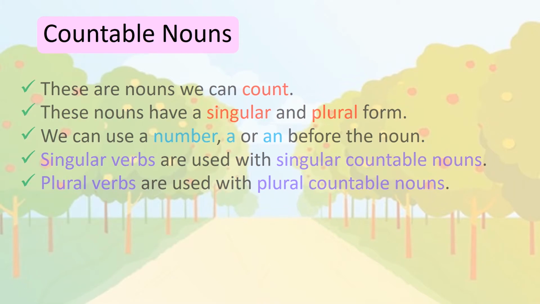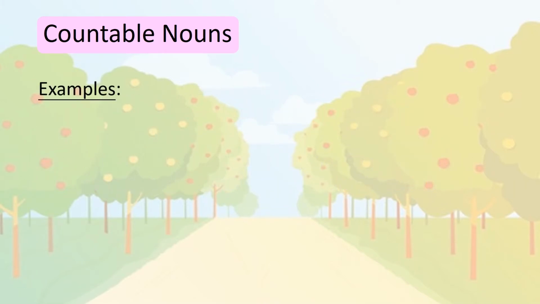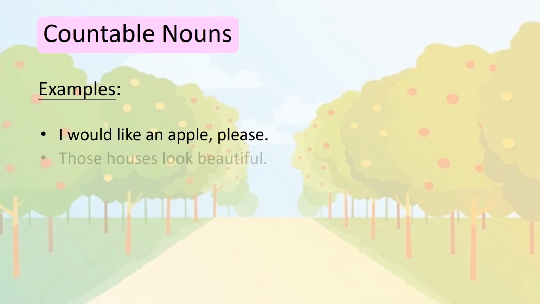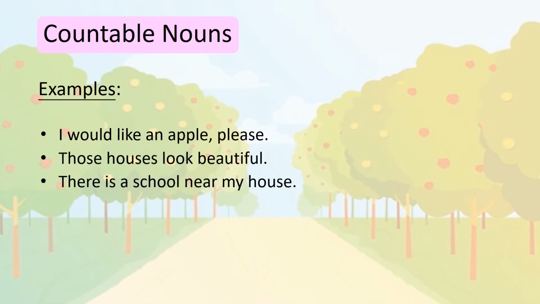Now let's have a look at a few examples in a sentence. I would like an apple, please. Those houses look beautiful. There is a school near my house. There are some eggs in the fridge.